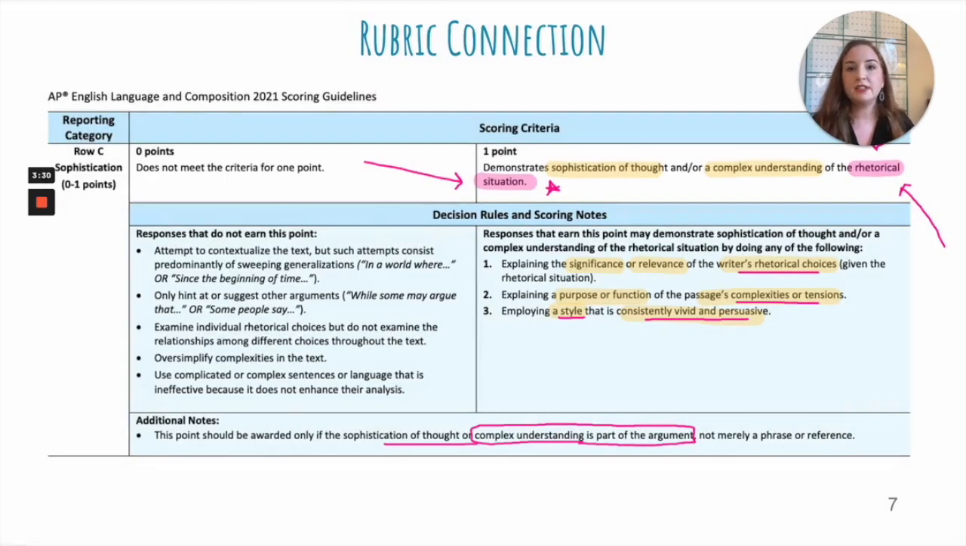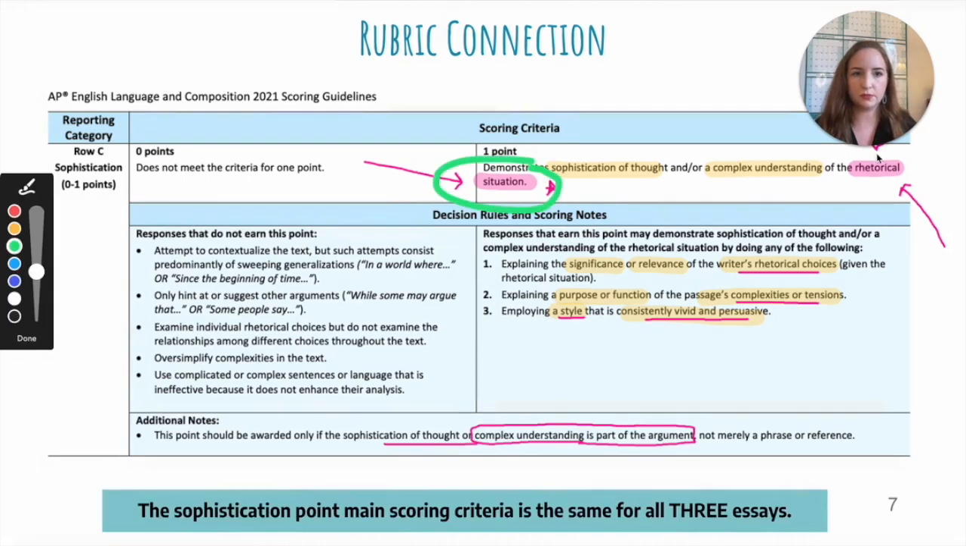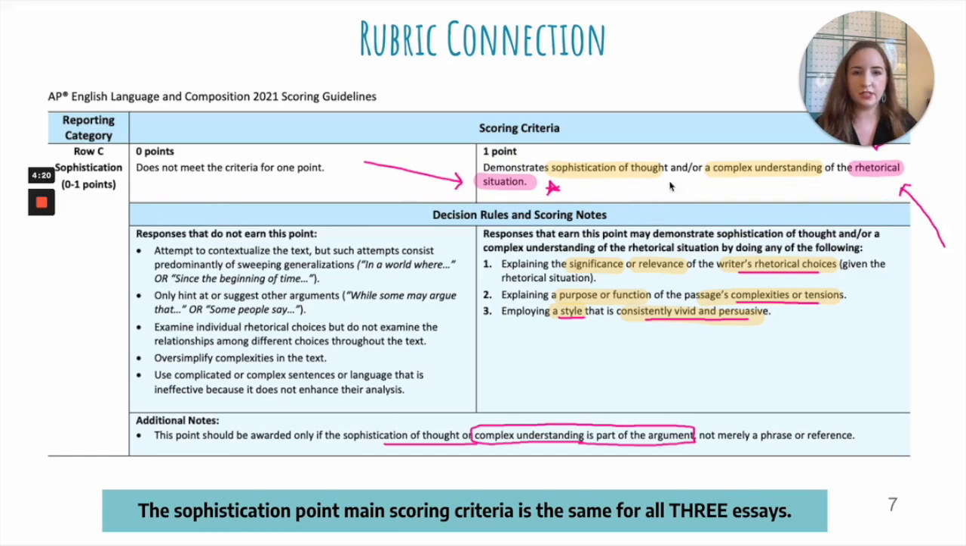So how does this connect to the rubric, i.e., how are you actually being scored on the rhetorical situation? On every essay, all 3 of them, there is a sophistication point. This point is only awarded to you if you can demonstrate sophistication of thought and or complex understanding of the rhetorical situation. See this right here. This is actually on the sophistication point.